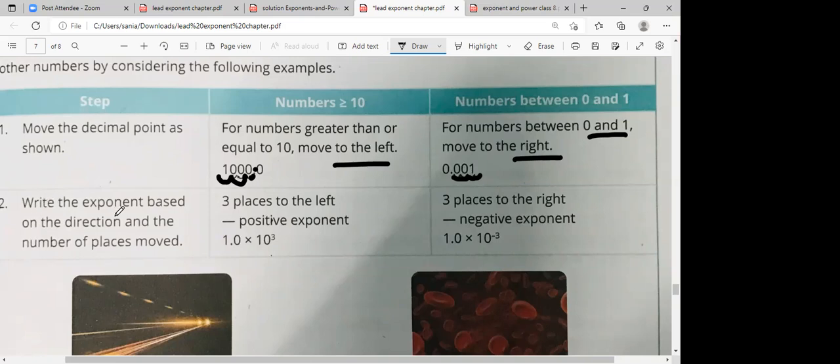Now write the exponent based on the direction and the number of places moved. So 3 places to the left, right? So it is 1.0 multiplied by 10 raised to the power 3, because here you have 3 zeros, right?